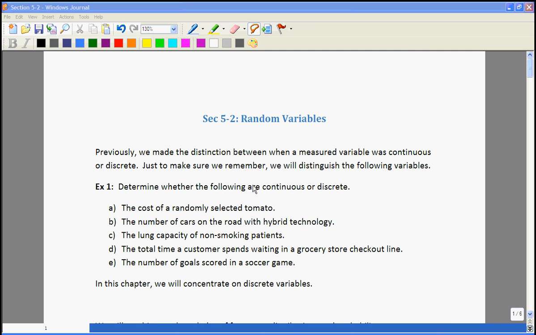Section 5.2, Random Variables. Previously, we made the distinction between a measured variable being continuous or discrete. Just to make sure we remember, we will distinguish between the following variables. For a quick recap, a continuous number is something that has to do with a measurement and is not a counting number like 1, 2, 3, 4, 5. That doesn't mean that decimals can't be discrete. 1, 1.5, 2, 2.5, that's considered discrete if there are no other decimal places after the 0.5. But something continuous will always have a measurement where decimals could go on and on and on. So let's see if we can make that distinction here with the few examples we have.